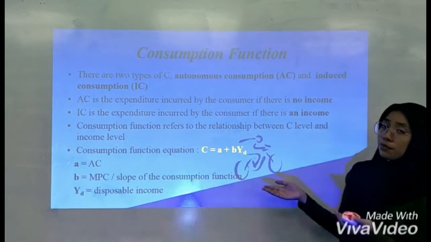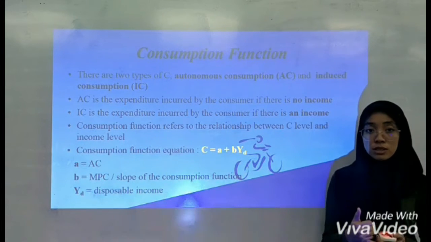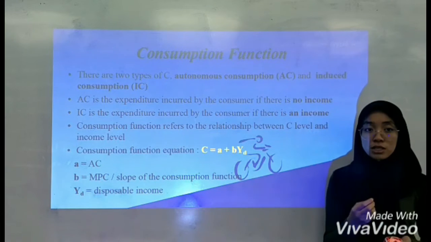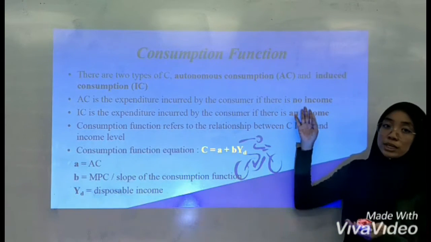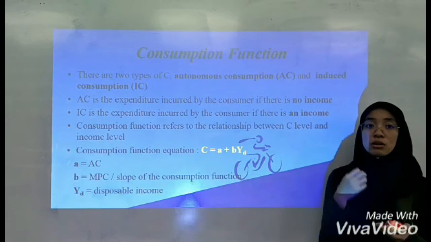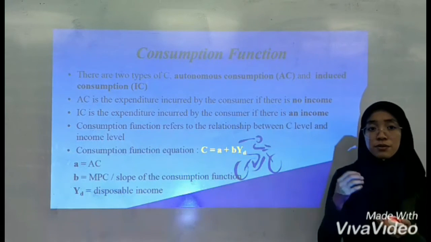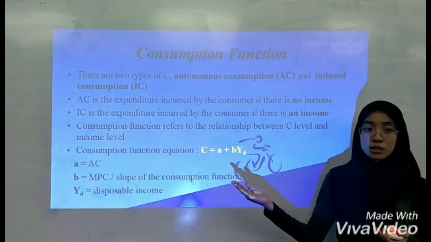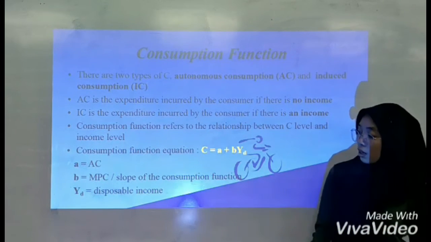For the consumption function, there are 2 types of consumption, which are autonomous consumption and induced consumption. Autonomous consumption is the expenditure incurred by the consumer if there is no income, while induced consumption is the expenditure incurred by the consumer if there is an income. The consumption function refers to the relationship between the consumption level and the income level, as this is the equation for the consumption function.